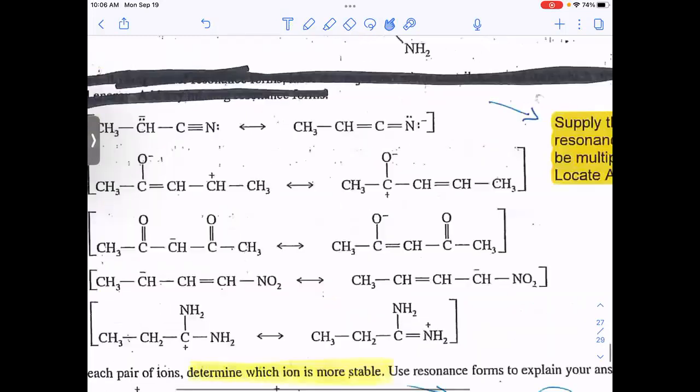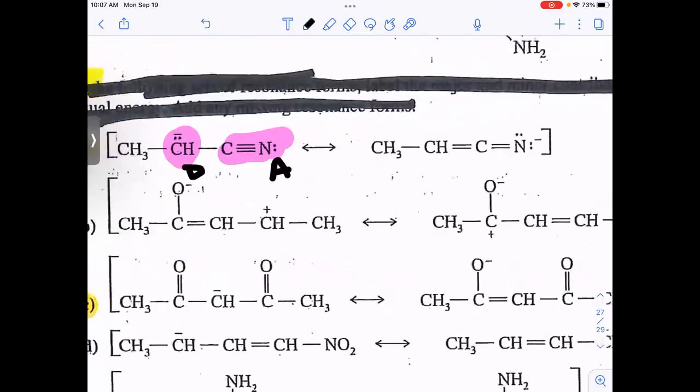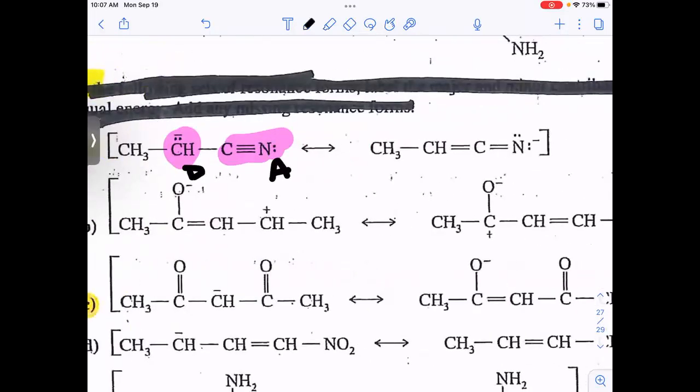So in this case, for A, we have a pi system right here. And remember, the pi system can be a donor or an acceptor, but bonded to it, we have an anion, right? So this is going to follow the same or similar pattern to the allylic anion. So this is going to be my donor. This is going to be my acceptor. And if you look over here, it gives you the other structure. So it's just a matter of putting the arrows in and showing how you got to that structure.